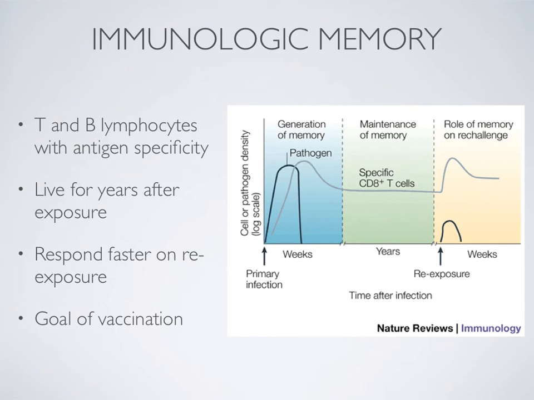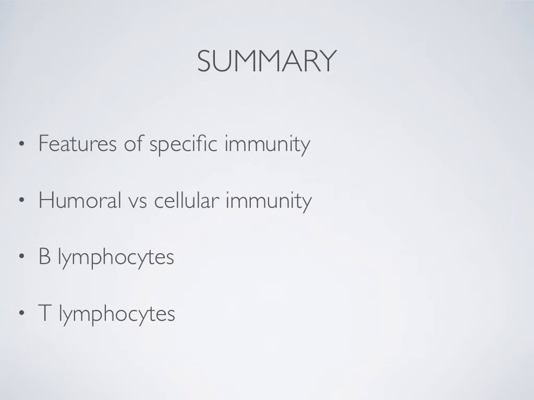Really cool. Okay, so that's a quick summary of what we've just talked about. We've talked about the different features for specific immunity. Remember, you should understand the difference between humoral and cellular and what mediators are in both. And then we went through B cells and T cells and how they recognize antigen and what they do. And I know it's a lot of information. Does anybody have any questions to put it all together?